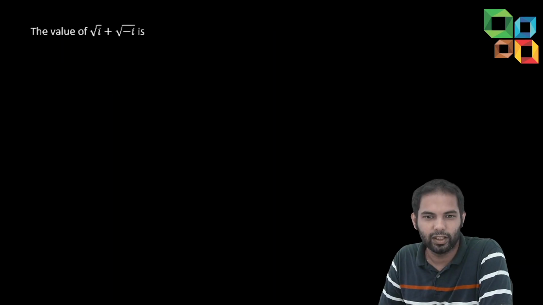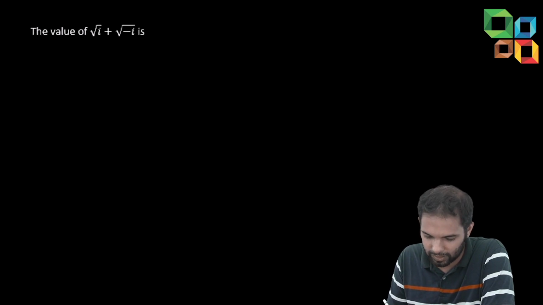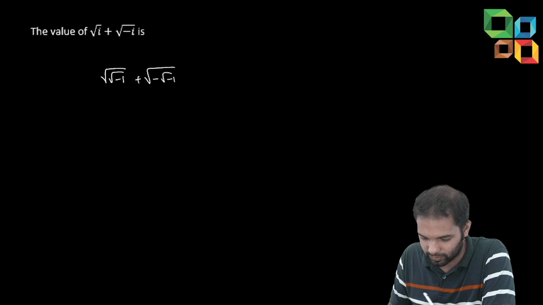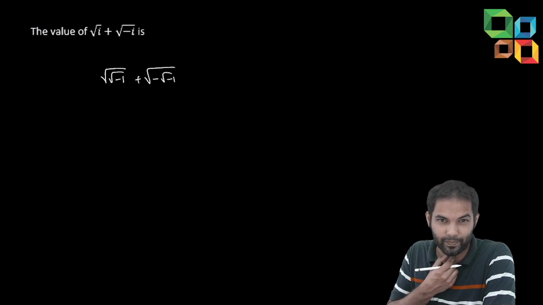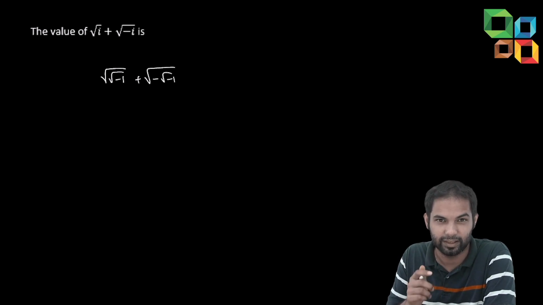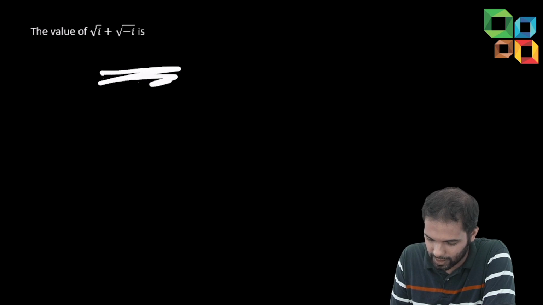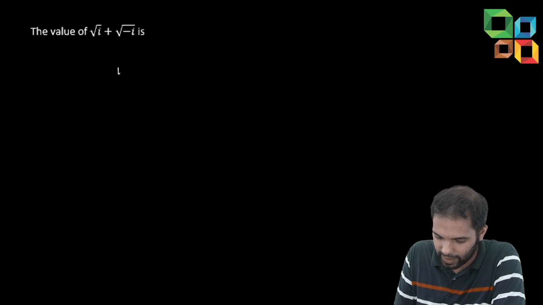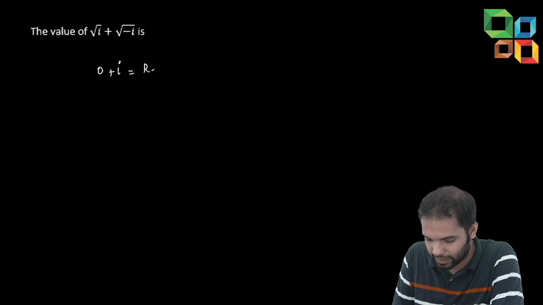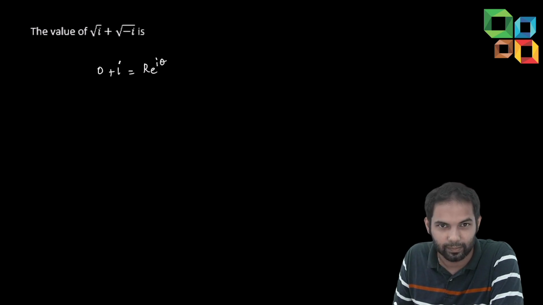The value of root i and root of minus i. Now looking at the problem, you might simply say root of minus 1 and stop there. But now, as we have learned to write i and other complex numbers in the exponent form, let's try to use that. So what is i exactly? If I write this as 0 plus i, can I convert it to r e power i theta form? Yes, we can.